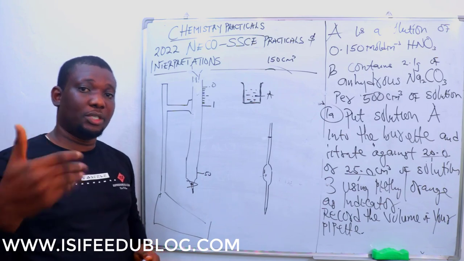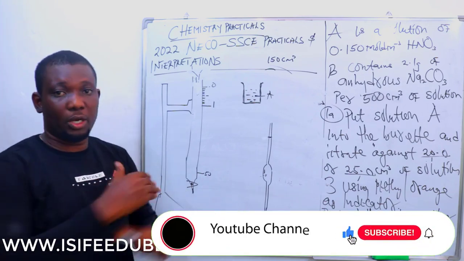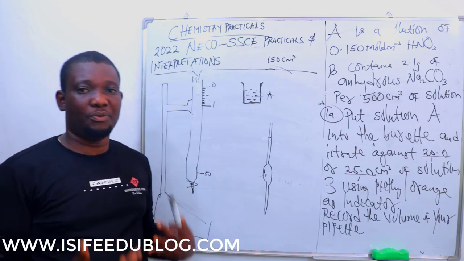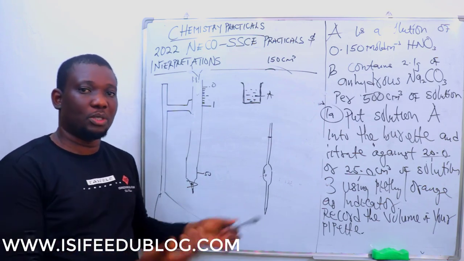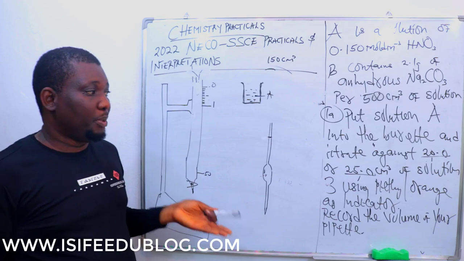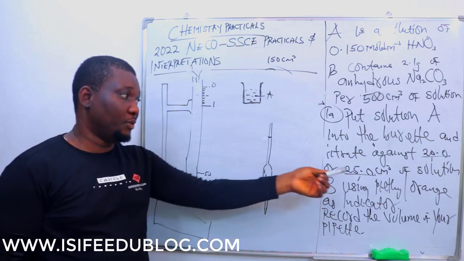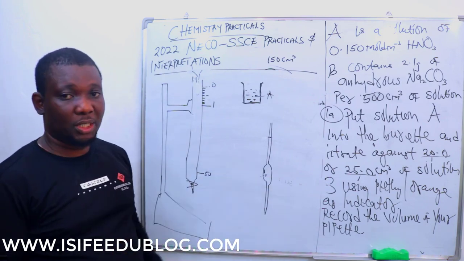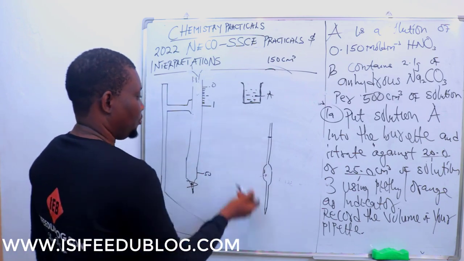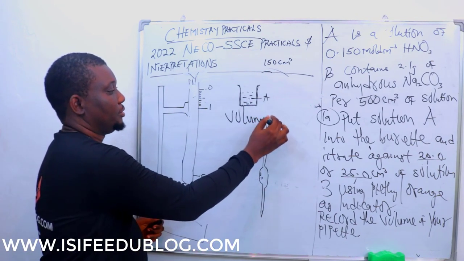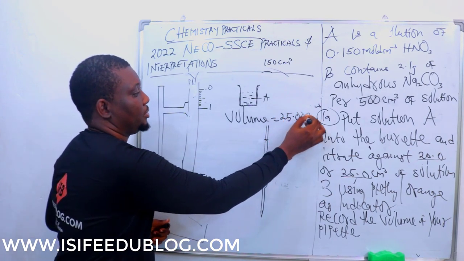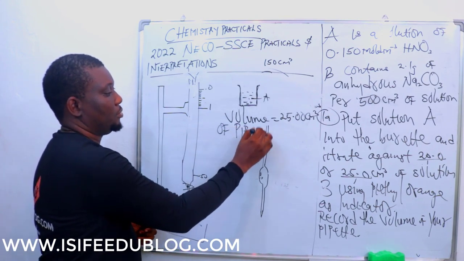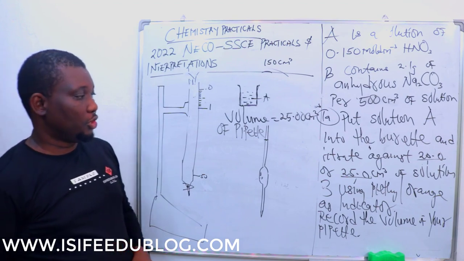But before the table of readings, there are two things you must do. If you want to collect all the marks at every point, make sure you record the volume of the pipette. Is that 20? Is that 25? It must be stated so that the examiner will know the actual volume of pipette you are working with, because they gave you two volumes. So you always look at the size written on the pipette. The volume of the pipette should be recorded in two decimal places, in cm³. That is this pipette. It should be stated.